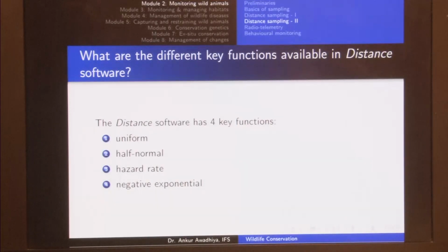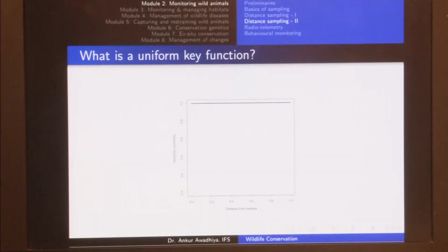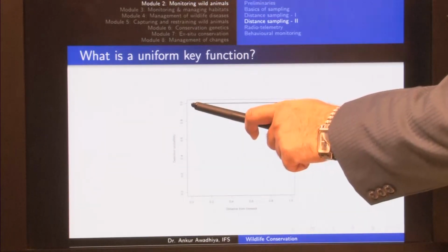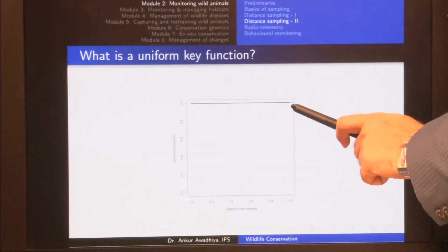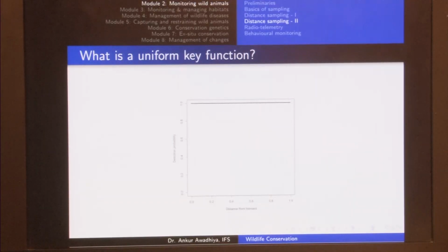Now, what do we mean by a uniform key function? It is very easy to remember a uniform key function by taking the example of elephants in a grassland. At very large distances from us we will be able to see the elephants. So, our detection probability is going to be the same everywhere. This is how a uniform key function looks like. Here we have that g at 0 is 1 and even at large distances g of x is 1. So, this is a uniform key function.